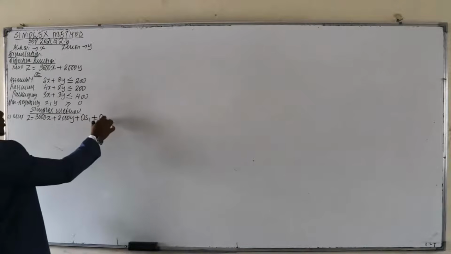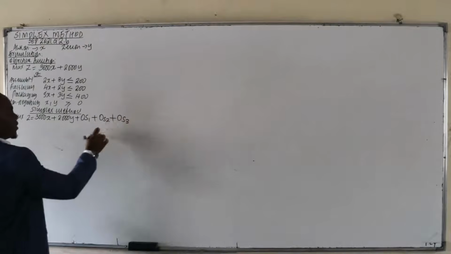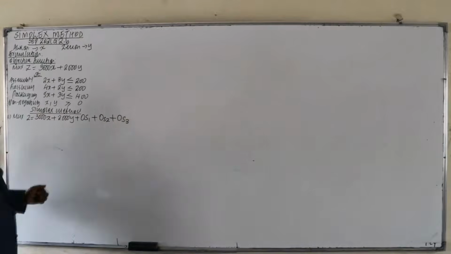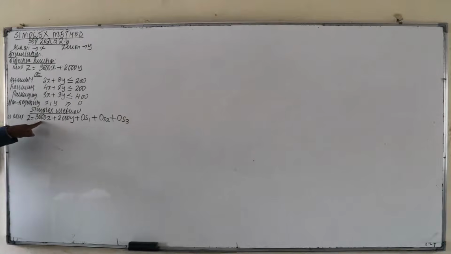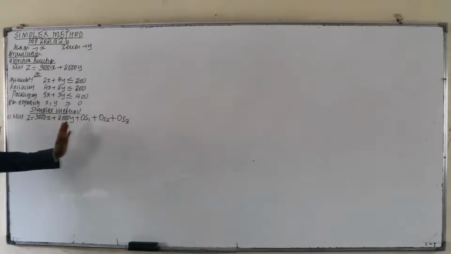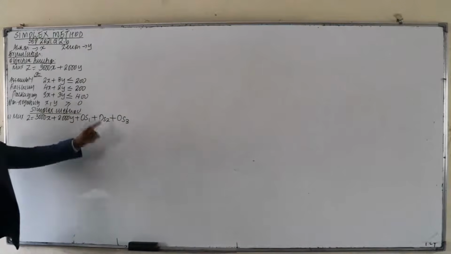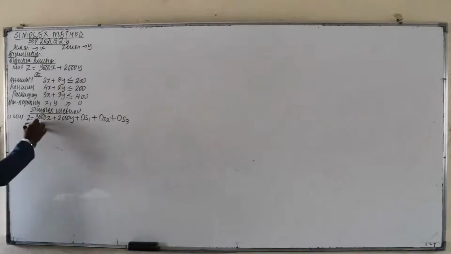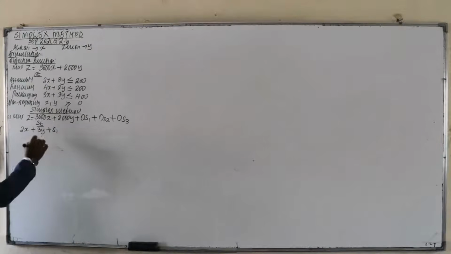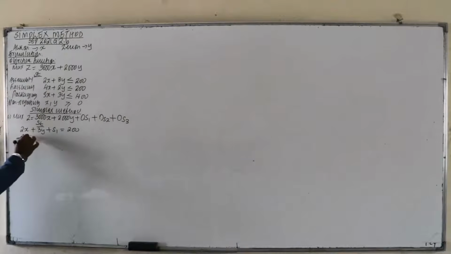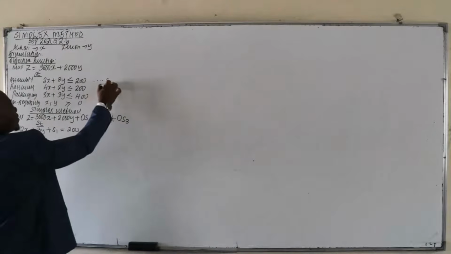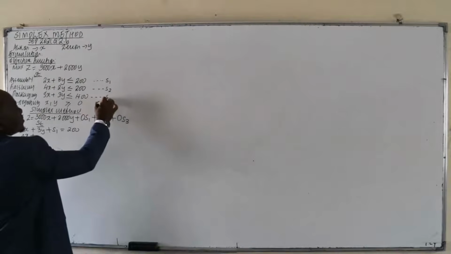Since we have 3 limiting factors, you introduce 3 basis elements: 0S1, 0S2, 0S3. So you have 3 bases: S1, S2, S3. Now this 3,000, for example, was a contribution margin. The basis elements you introduce are assumed to have a profit of 0, that is 0 of S1, S2, S3. Then subject to: 2X plus 3Y plus S1 is equal to 200. Finishing now will be 4X.